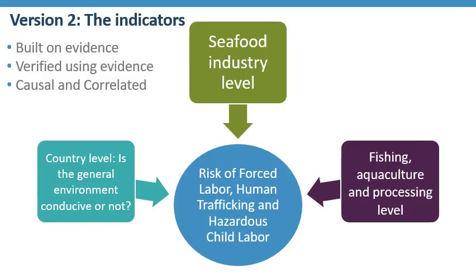All indicators were identified in the peer-reviewed literature and are based on publicly available evidence. We have created 3 levels of indicators: country level, seafood industry level, and specific indicators for processing, fishing, and aquaculture. We also have identified 2 types of indicators: causal indicators, such as those that create or increase an environment conducive to forced labor, human trafficking, and hazardous child labor, and those that are correlated with labor abuses.